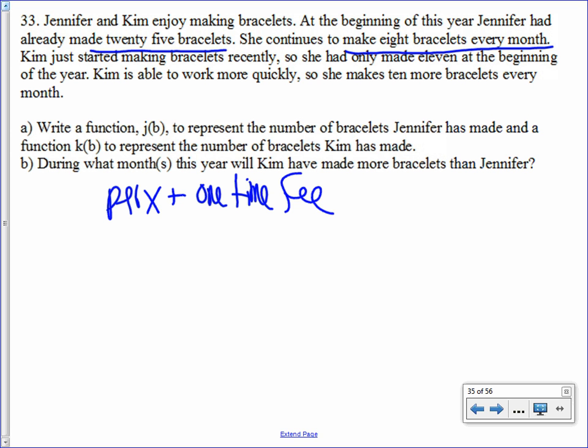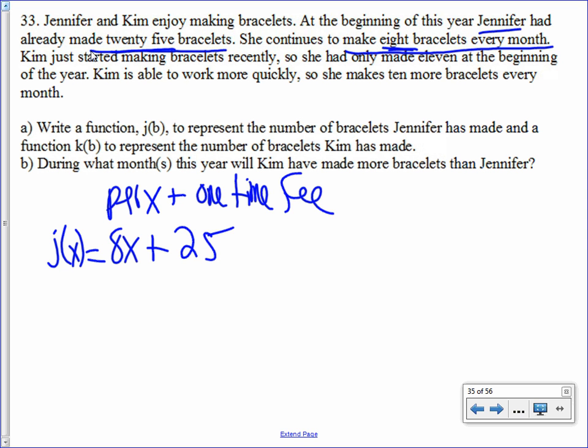Now we got 2 girls here. We have Jennifer, we have Kim. This is Jennifer. So I'm going to write J of X equals, well, my per is 8. So that's 8X plus her one-time amount. She started with 25. Now we have Kim.